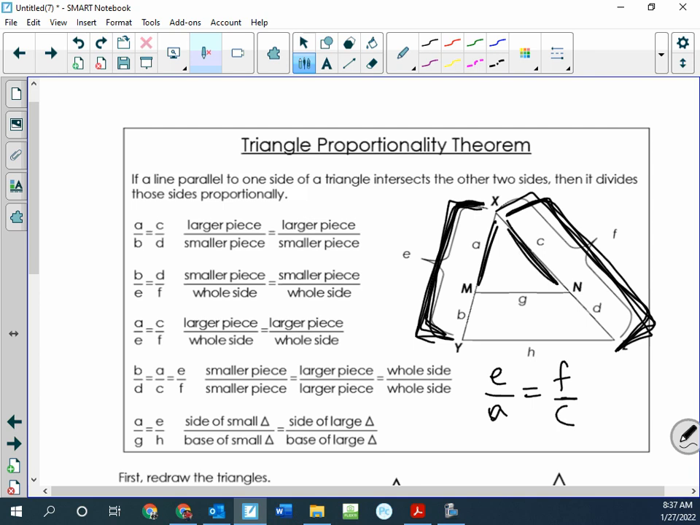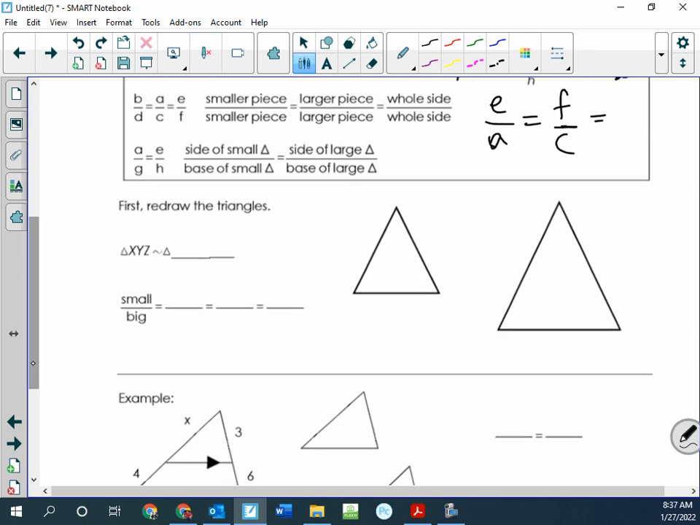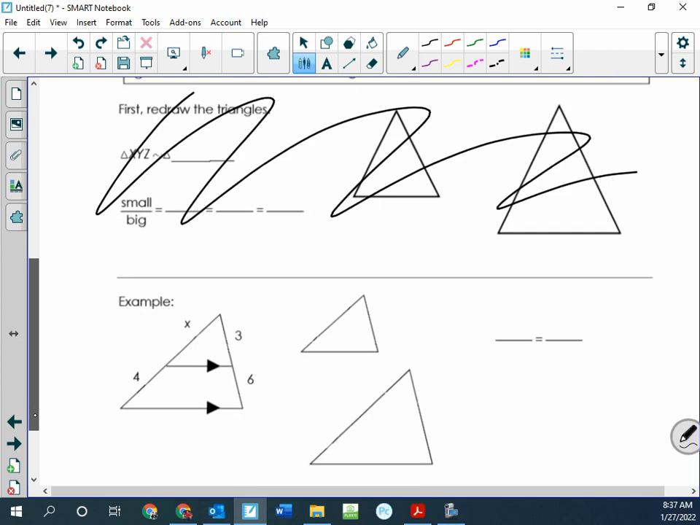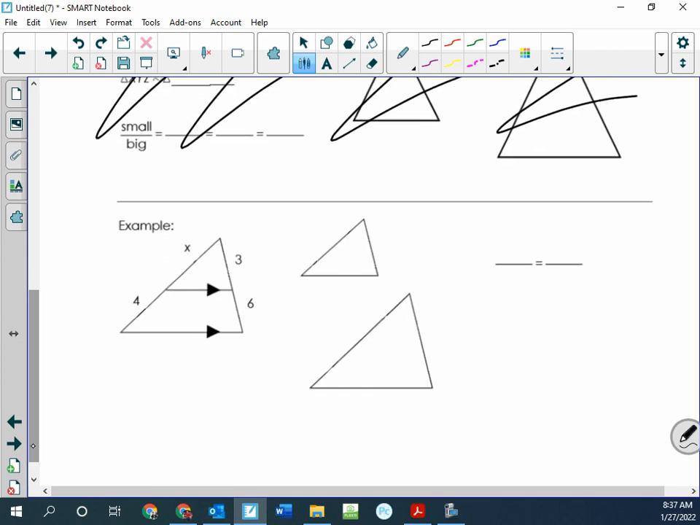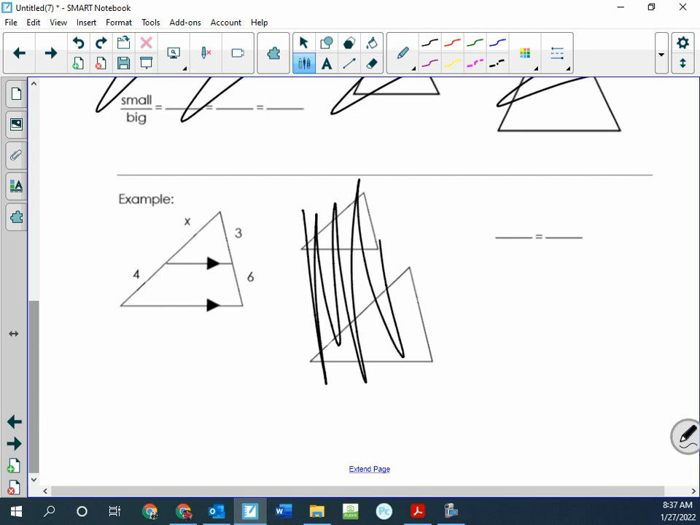So I basically did the whole side over the top equals the whole side over the top. So there's a lot of different things, and the key is that you match up the same pieces with the same pieces. Okay, so we're going to look at an example here, which is going to be more helpful. This is not helpful. This is helpful. We're going to look at the example.